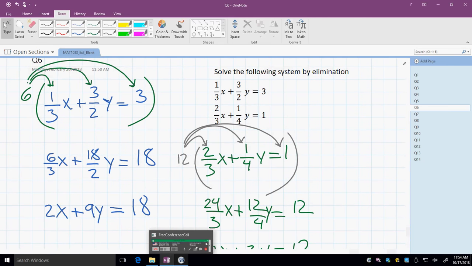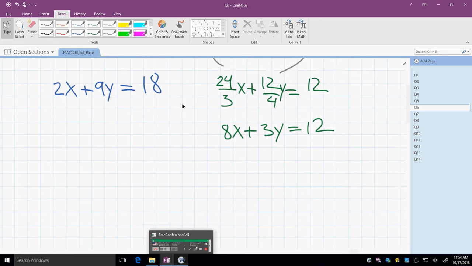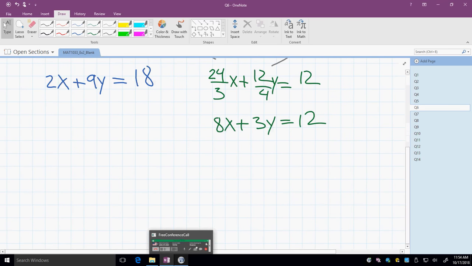Now we're going to do the elimination. So what you do is you write one on top of the other one, that's what I'm doing now. And you're going to choose what you want to eliminate. Whatever you choose to do is fine. We don't all think the same way and work the same way, but if you get the right answer, you're good.